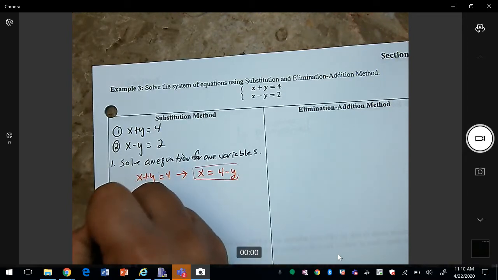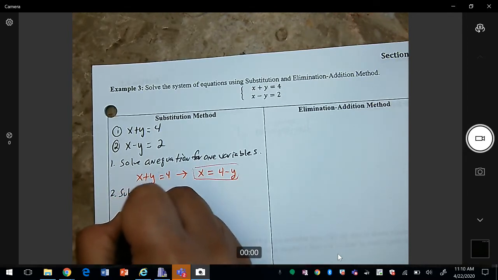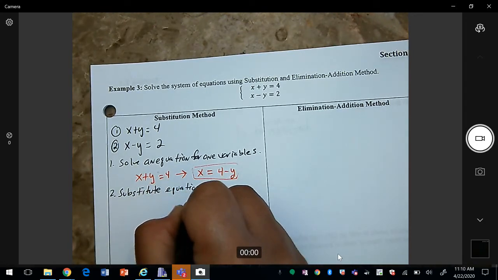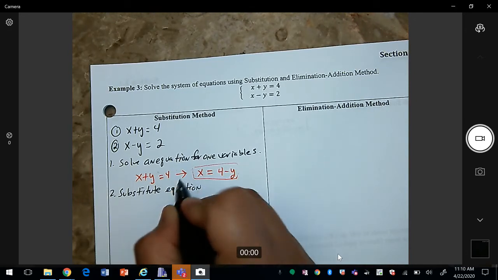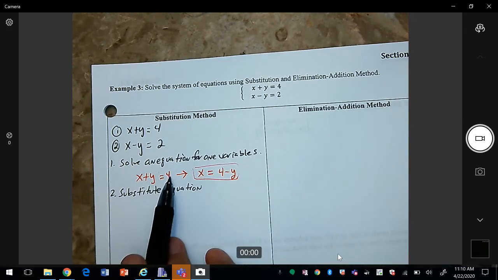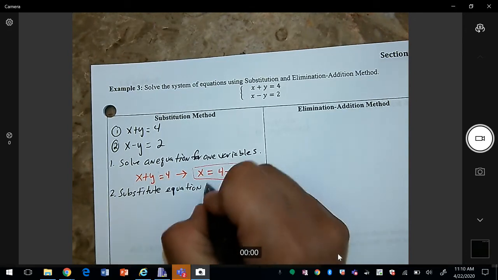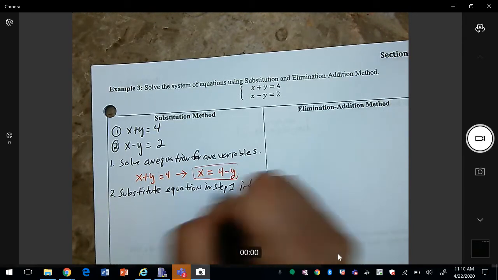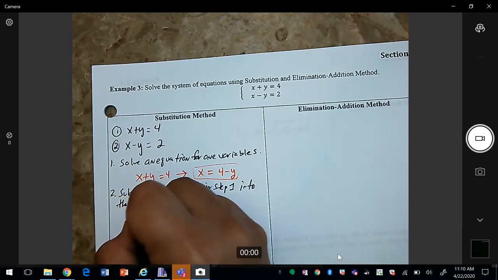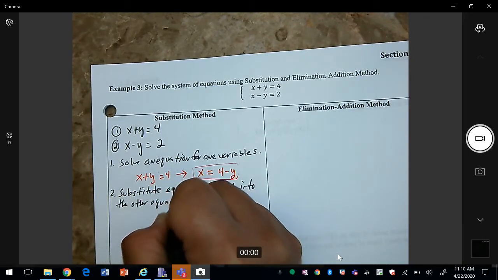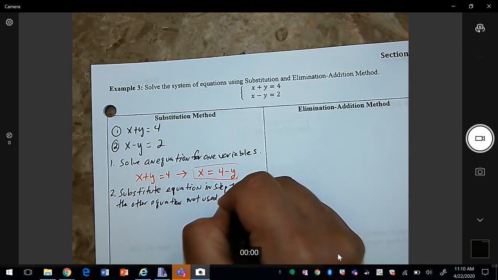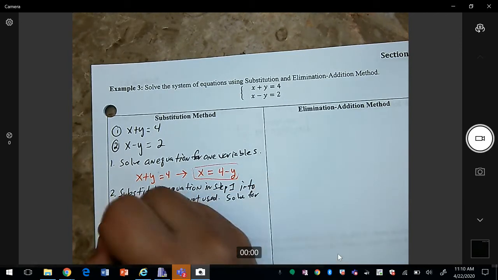The second step is to substitute your new equation into the other equation not used. It's really not new, it's just rewritten differently. The new equation from step 1 goes into the other equation, and then we're going to solve for the variable.